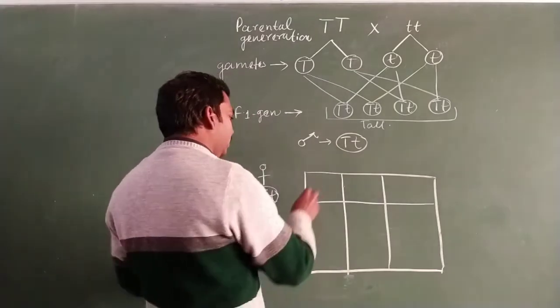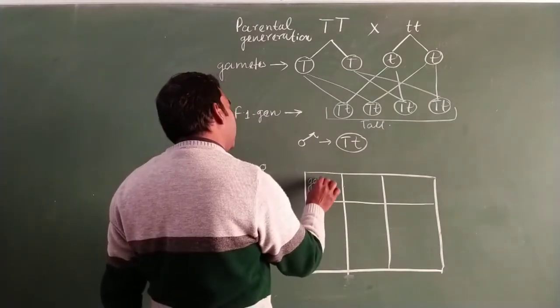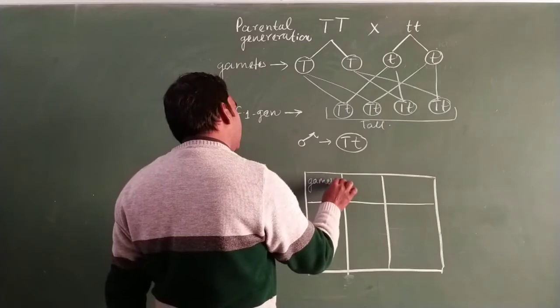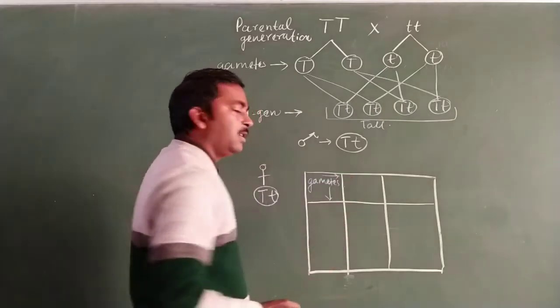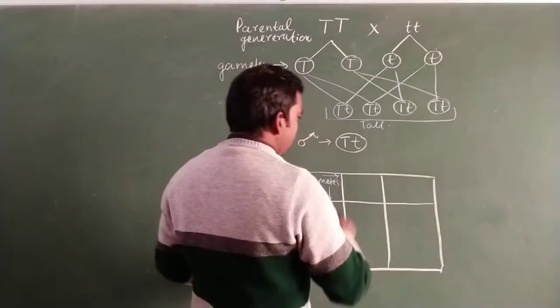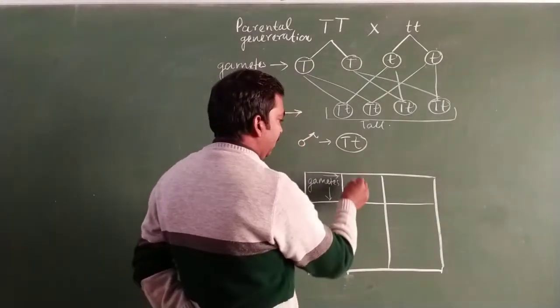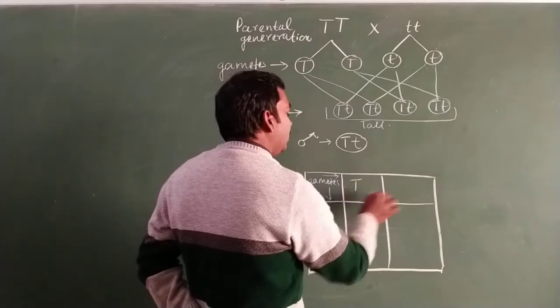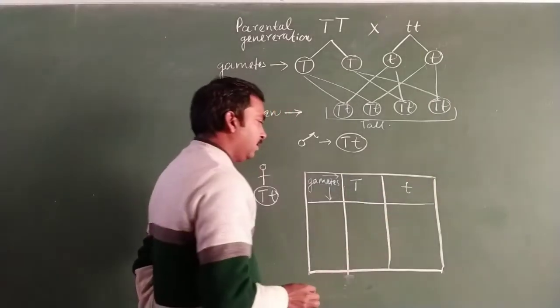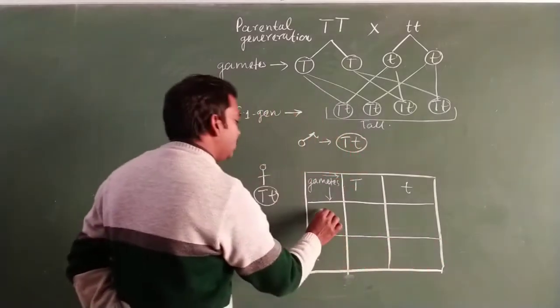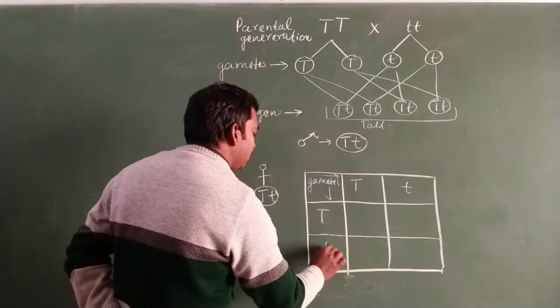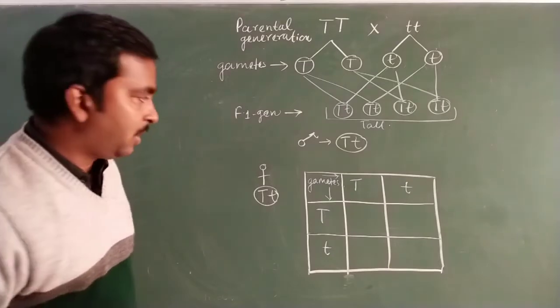So we will represent the gametes first. These are the gametes, and these also represent gametes. So the gametes of the male will be capital T and small t, and here also the gametes will be capital T, small t. Both have similar gametes.